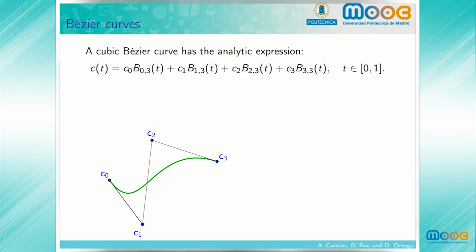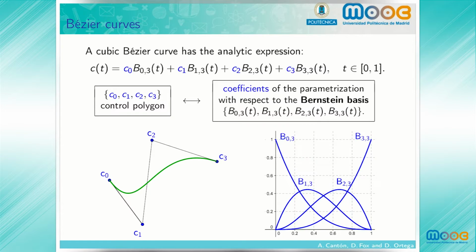A cubic Bezier curve has an analytic expression as a linear combination of Bernstein basis polynomials. The coefficients c sub 0 to c sub 3 are the points of the control polygon.